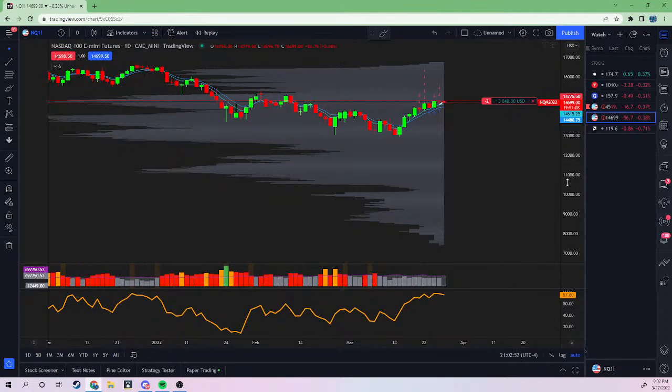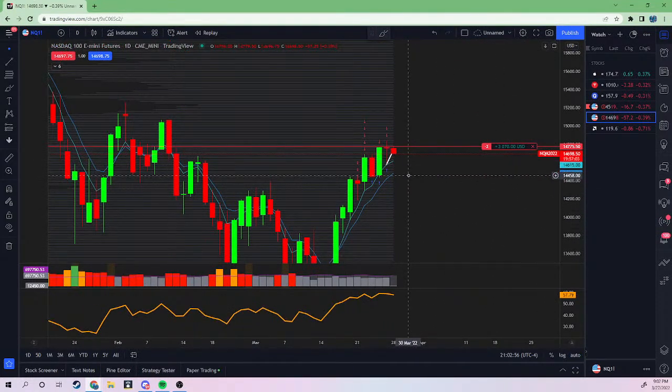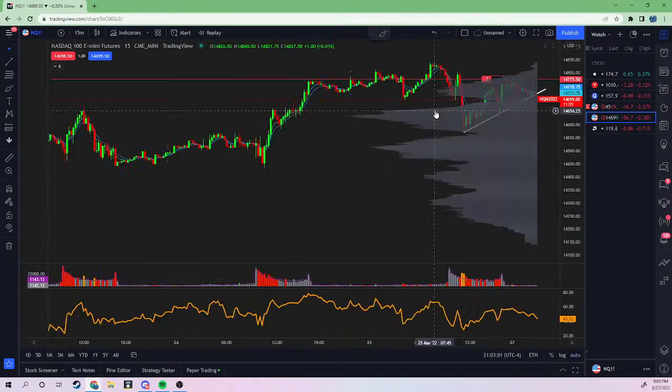But I really think this is going to pull back hard. Futures are probably pulling back to 14,480, hopefully, the bottom of the EMAs. If it breaks the EMAs, this is going to go crazy to the downside.